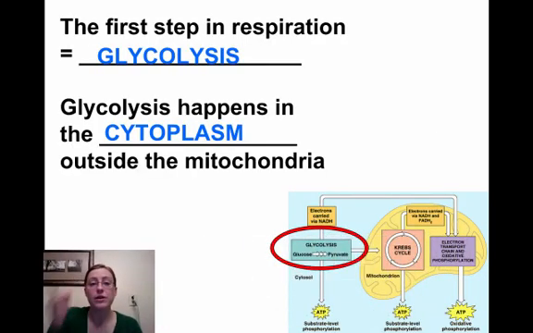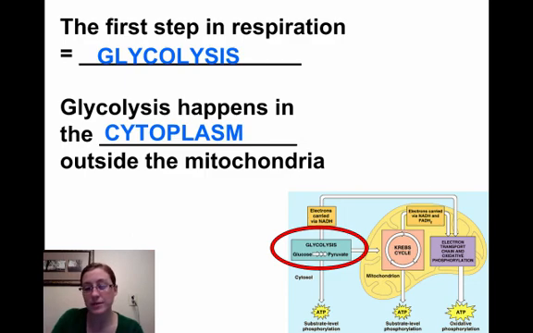All right, so the first step, as we said, is going to be called glycolysis, and this happens in the cytoplasm. So we're not inside the mitochondria. And that's why glycolysis is able to happen in both aerobic and anaerobic respiration. Okay, it does not require oxygen, but it also does not exclude itself from the aerobic pathway. It is the first step.